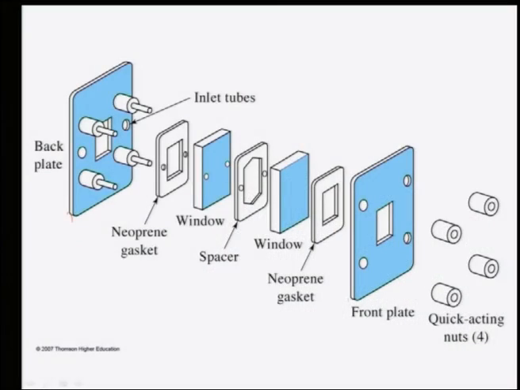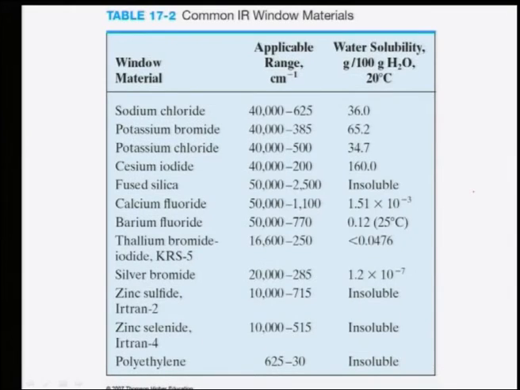analysis. This is the back plate, sodium chloride, the front plate, and there are windows, and these are the neoprene gaskets, which can be fitted into this. So you can see, the infrared radiation path goes through from the front plate to the back plate and comes back, and these are the nuts. This has to be made of special quality material so that it doesn't absorb the infrared radiation.